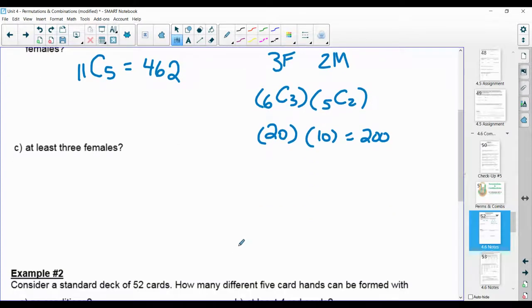Now, what if the question said at least 3 females? Well, if we think back to at least $100, that means you want $100 or more. So at least 3 females means we want 3 females or more. So on a 5-person subcommittee, that means we want 3 females, or we want 4 females, or we want 5 females. And then we think about what that means in terms of the males. That would be 3 females, meaning there's 2 males, 4 females, meaning there's 1 male, and then 5 females, meaning there's no males. And these are or scenarios, so we're going to be adding.